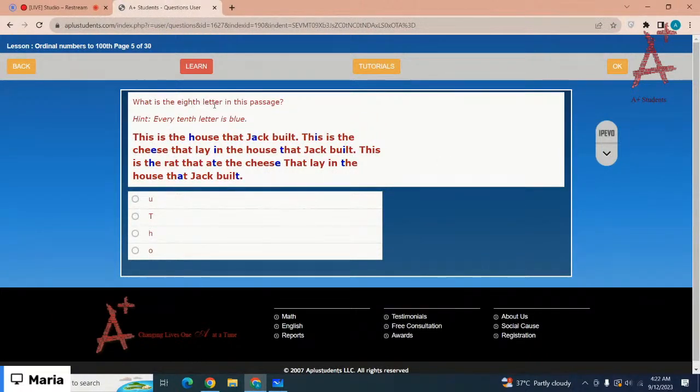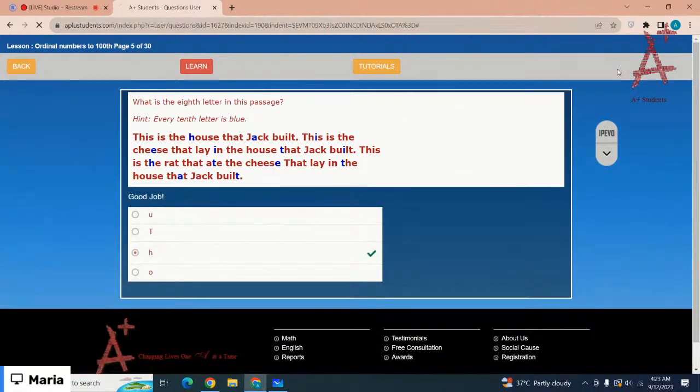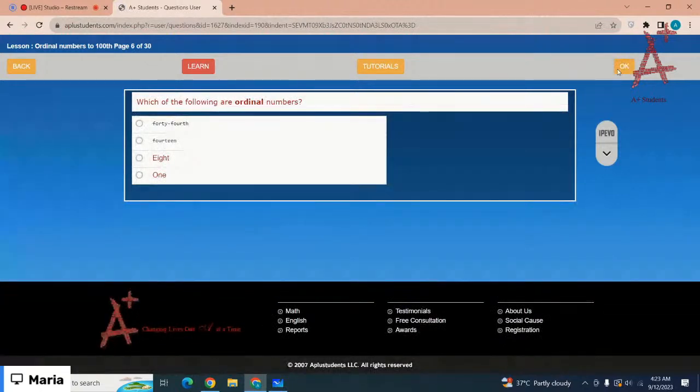What is the eighth letter in the passage? So which is the correct option? Every 10th letter is blue, right? So the first one, H, is the 10th letter, right? You have to count the second one. How do you count the second one? You have to go back: that is 10th, then you have ninth, and then you have 8th. That means H is the 8th letter, right? The correct option is 8, H. H is the correct option.